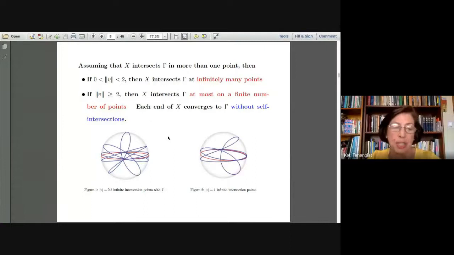So in figure 1, you can see a soliton solution with the norm of the vector V being 0.5. We are considering vector V being vertical, so the equator orthogonal to the vector is the red one. So in this case, the curve intersects the equator infinitely many times. If the norm of V is equal to 1, we still have an infinite number of intersection points, and we had a geometrical description of those curves, considering those points extremal on certain invariants.